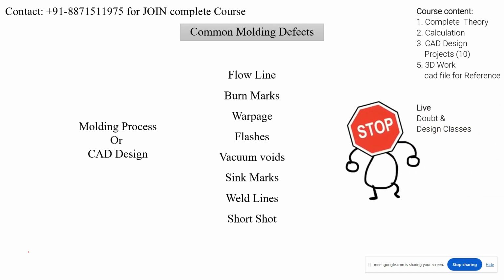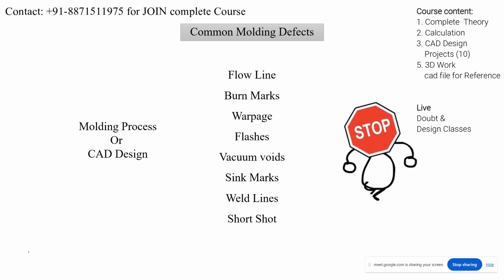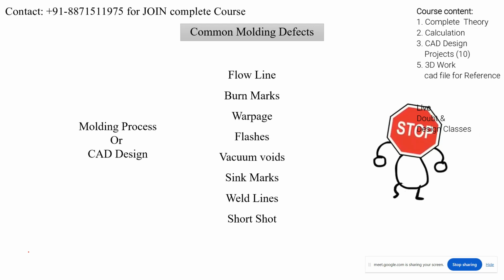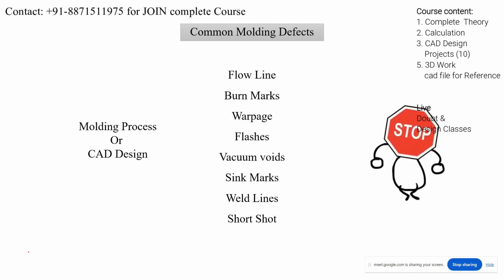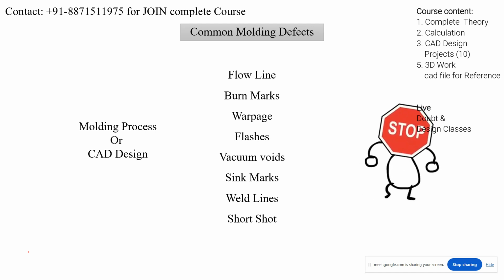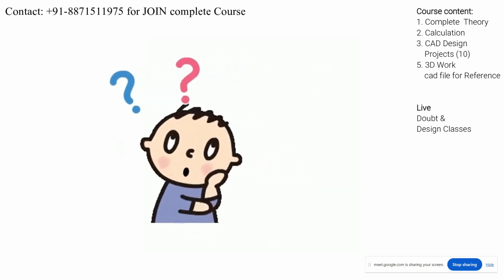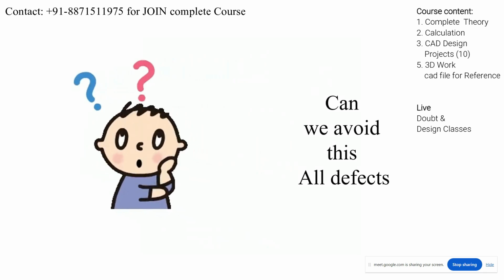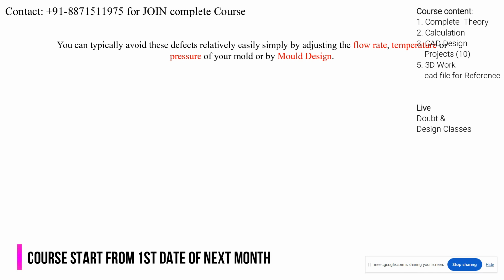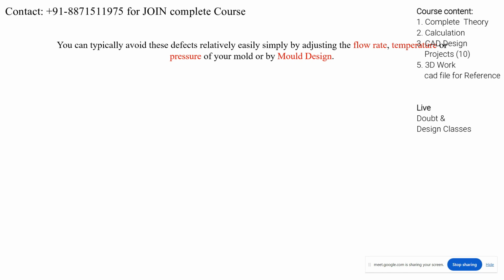We can control this type of defect by the molding process or by the CAD design, or by changing some parameters. How can we avoid all these types of defects? You can typically avoid these defects relatively easily simply by adjusting the flow rate, temperature or pressure of your mold. By pressure, I'm talking about the injection pressure.